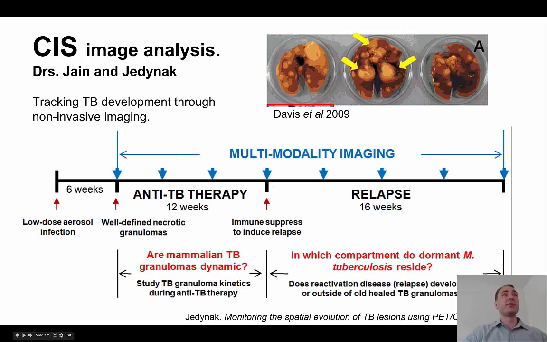The first project in the Center for Imaging Science was with Dr. Jane and Dr. Jedinak. We were tracking tuberculosis development through non-invasive imaging. This project starts out with a low-dose aerosol infection, tuberculosis, and then anti-tuberculosis therapy. There were actually 3 different therapies being tested, and during this period we had imaging indicated by the blue arrows, and the idea was to track how granulomas, which are lesions caused by tuberculosis, change over time during therapy.